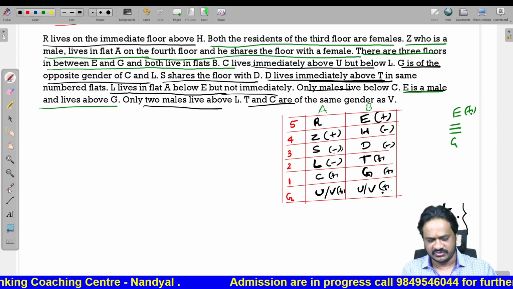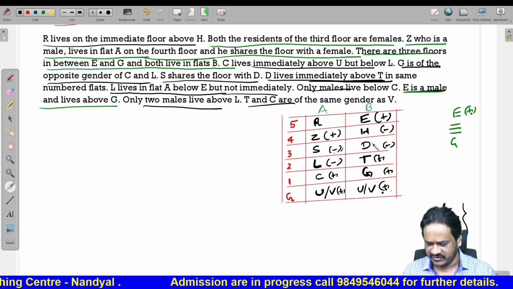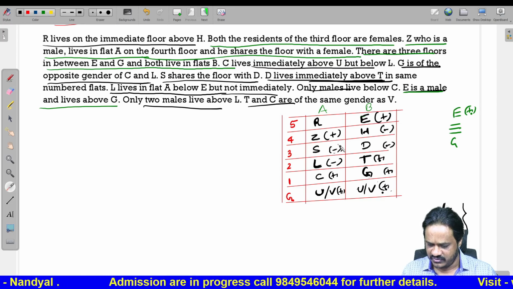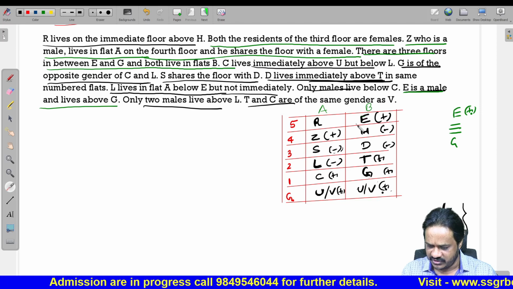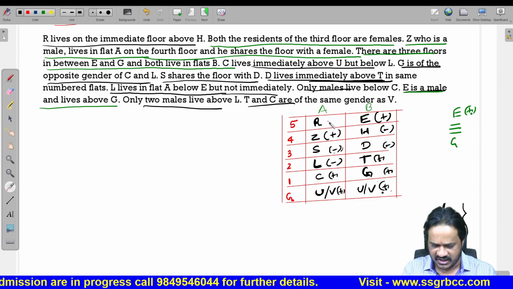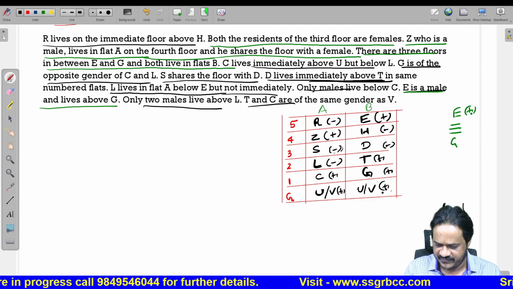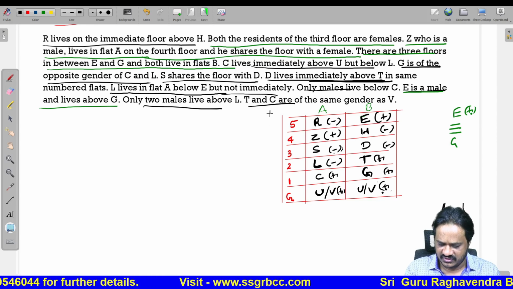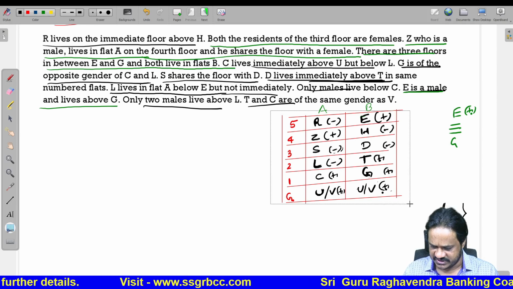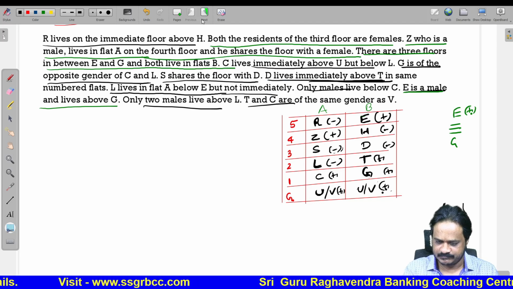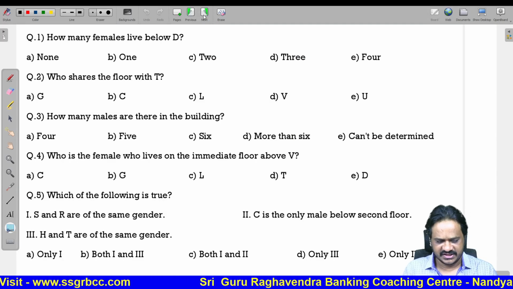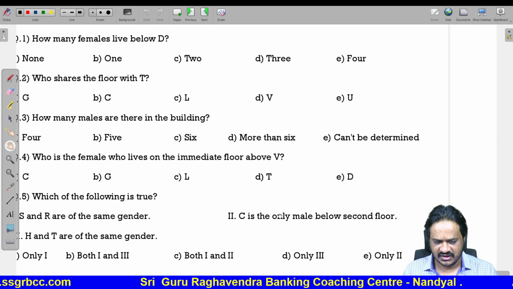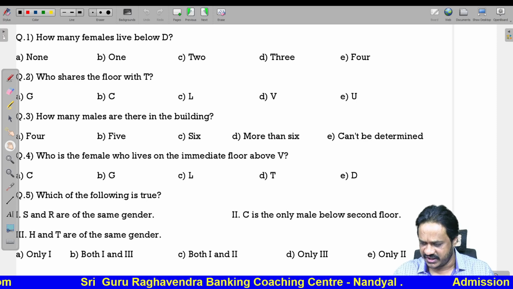Here we will get both minus because both on the 3rd floor will be minus. Now above L there should be only 2 males and we got 2 males, so R is definitely minus. So this is the total information, or the total puzzle, you got. Now you have to answer the questions. Let us see the first question. How many females are there?